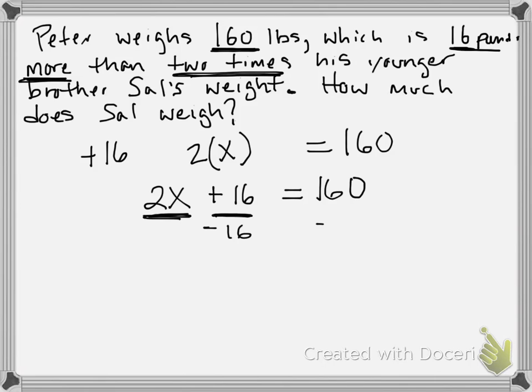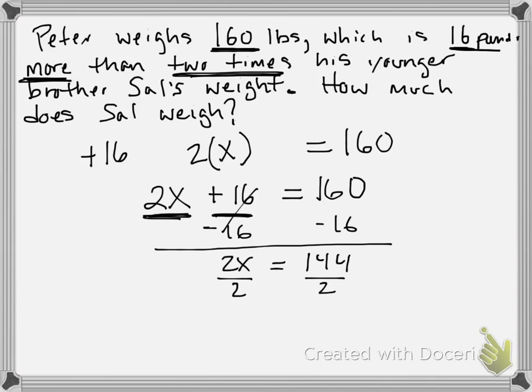I'm going to subtract 16 from both sides. That will cancel, leaving me with just 2x. And then 160 minus 16 is 144. Then I would have to divide both sides by 2, and x would equal 72. So how much does Sal weigh? My sentence here would need to say Sal weighs 72 pounds.